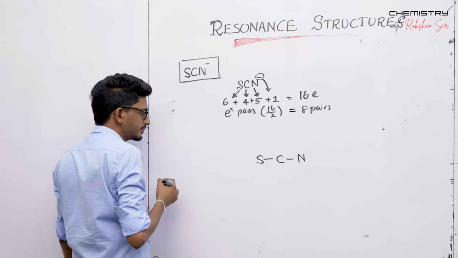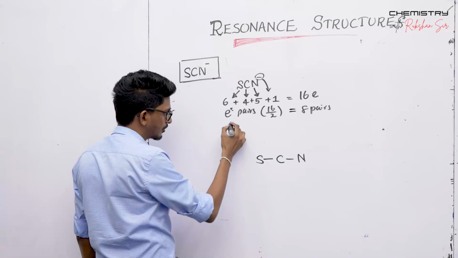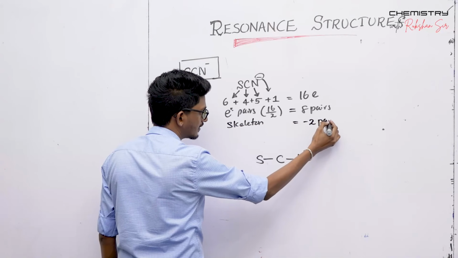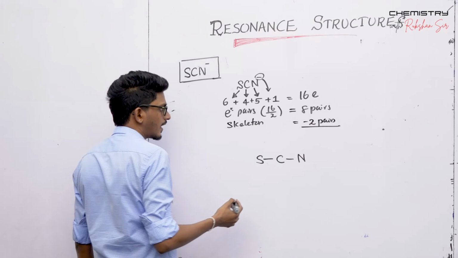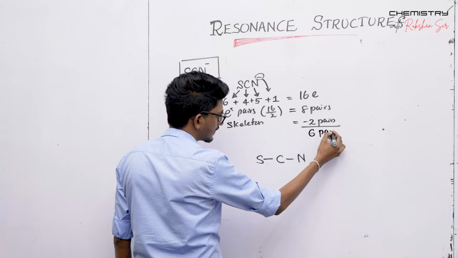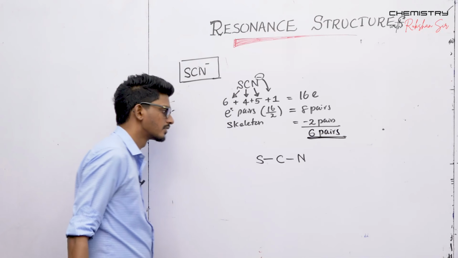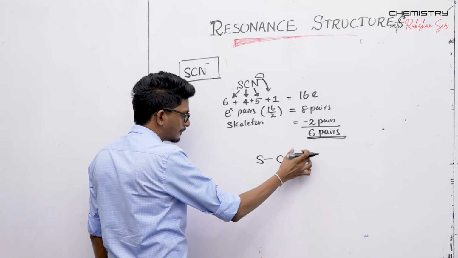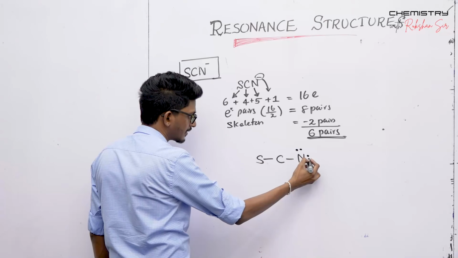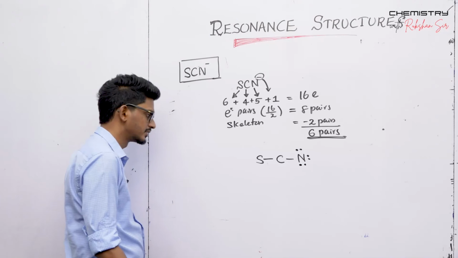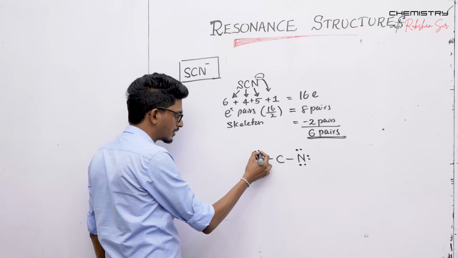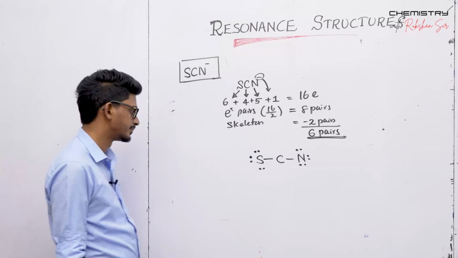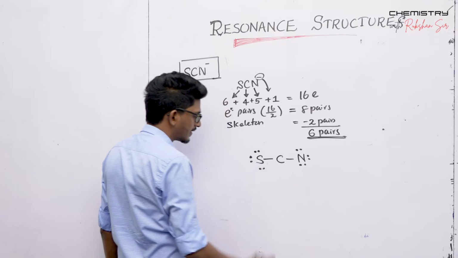Then how many allocated for the skeleton? For the skeleton, 2 pairs are allocated. So you are remaining with how many pairs? 6 pairs. Right? So allocating those pairs to these terminal atoms. First to the most electronegative atom, completing the octet of that, meaning completing the 4 pair situation for that. Then you can complete the octet for the other terminal atom. 6 are gone. Now this carbon is not fulfilling the octet.